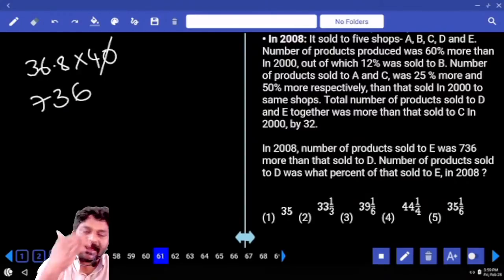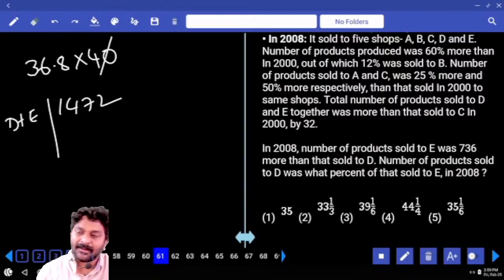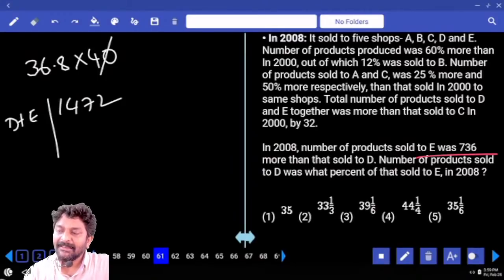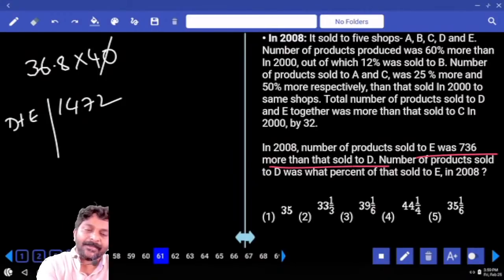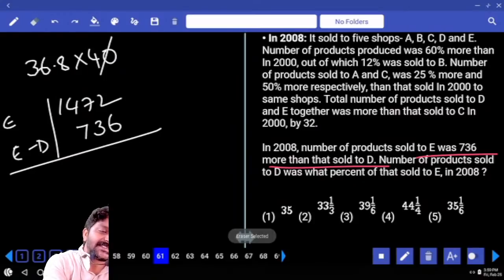736, again double, 1472. This is D and E together. Next, according to the information, E was 736 more than D. That means E minus D is equal to 736 only. So the first one I'll write as E plus D instead of D plus E.